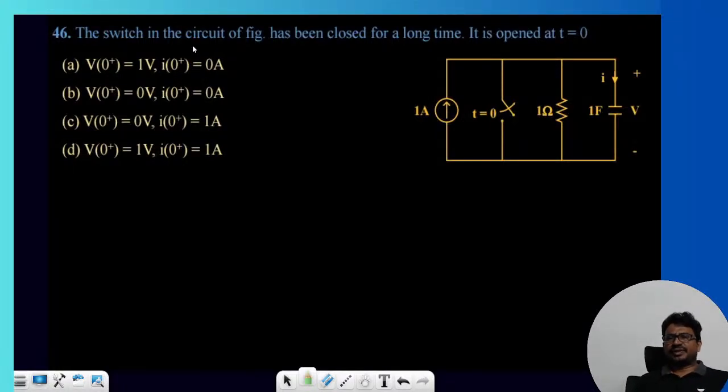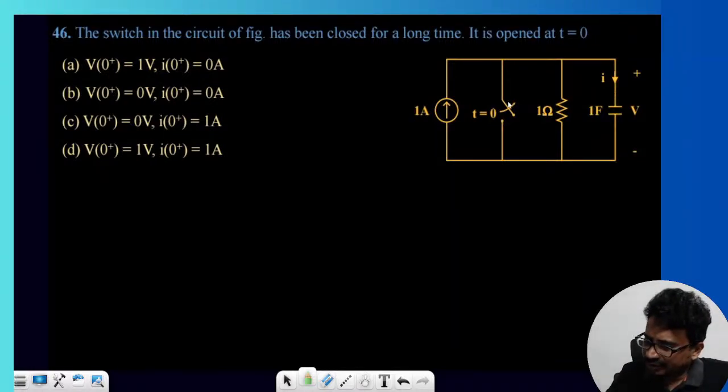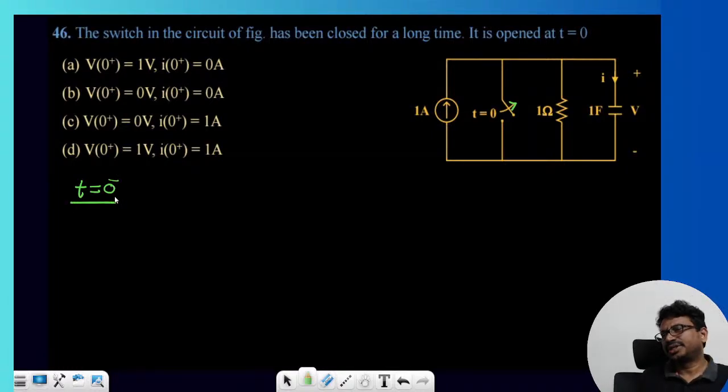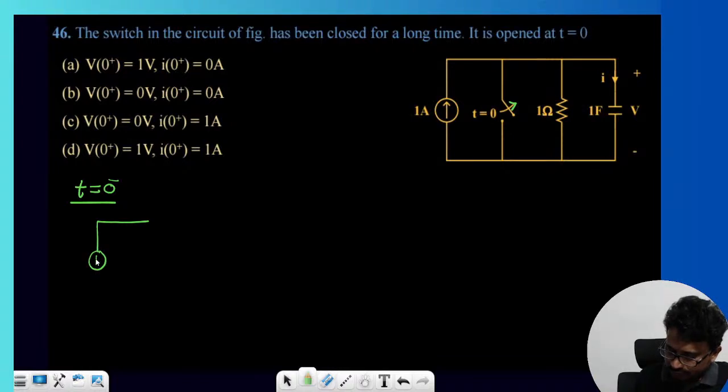The switch in the circuit of the figure has been closed for a long time. It is open at t equal to 0. Now they have given the options V of 0 plus and I of 0 plus. Yes, the switch is open at t is equal to 0. Now first of all, at t equal to 0 minus, analyze the steady state. In steady state, the capacitor will behave like an open circuit. Sorry, the switch is closed now. The switch has been closed for a long time. At t is equal to 0 minus, it is closed.